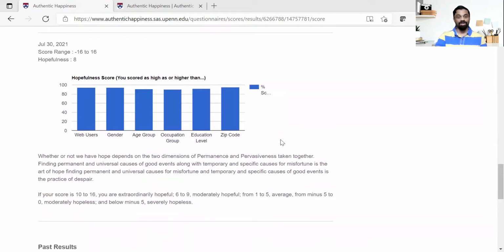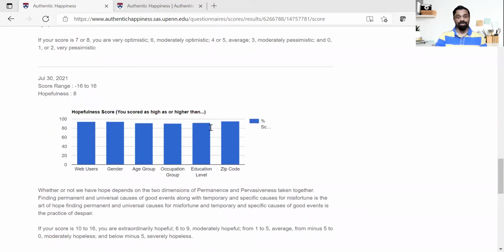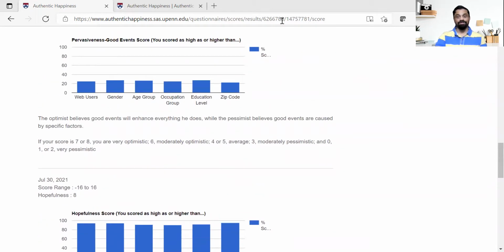And in terms of hopefulness, I have scored 8. Again, with respect to the interpretation of the scores, if your score is between 10 and 16, you're extraordinarily hopeful. 6 to 9, you're moderately hopeful. So I've scored 8, so I am moderately hopeful.